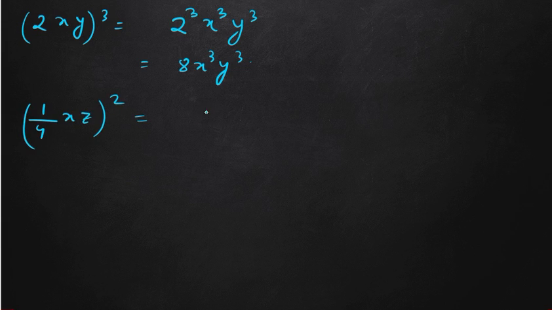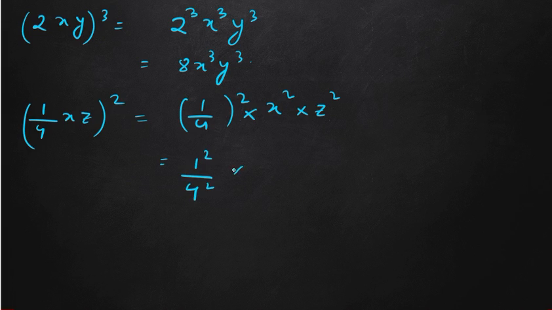Okay. Suppose we take another example, (1 by 4 xz) whole power 2. That means 1 by 4 also gets the power 2, x will also get power 2, and z will also get power 2. In between them there is multiplication, so you can write it or not, it's up to you. And (1 by 4) whole square means 1 square by 4 square into x square z square. So the answer will be 1 square is 1, 4 square is 16, x square z square. So this is the answer.